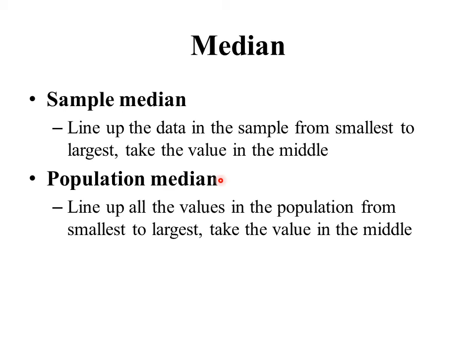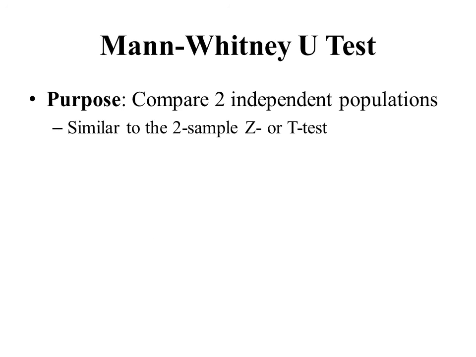And so if we want to know something about a population median, we're going to go out and collect data from a sample, calculate a sample median, and then we're going to use a non-parametric test in order to make some conclusions about the value of that population median. So our first type of non-parametric test is called the Mann-Whitney U-test. Mann and Whitney are the 2 statisticians that came up with this type of test, or at least who are credited with it. And the purpose of a Mann-Whitney U-test is to compare the medians of 2 independent populations.